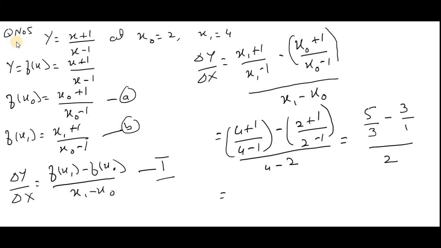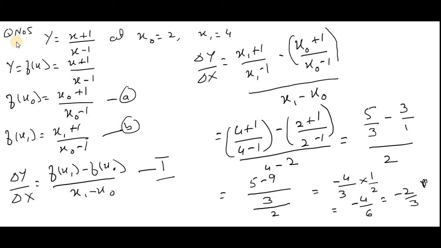Now we can take the LCM here. This is our LCM 3 and it is 5 minus 9 by 3, which is minus 4 by 3, into 1 by 2. So we get minus 4 by 6 or minus 2 by 3. This is our answer.